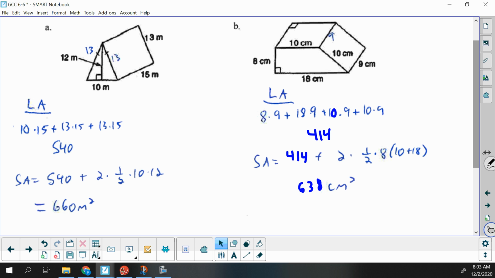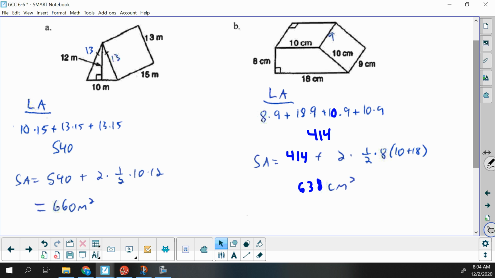And then the bases, the 2 triangles, you have 1/2 times 10 times 12, and there's 2 of them. Add those all together, you get 660 meters squared. In B, this is a trapezoidal prism. So the trapezoids are your bases. The 4 rectangles make up your lateral area.